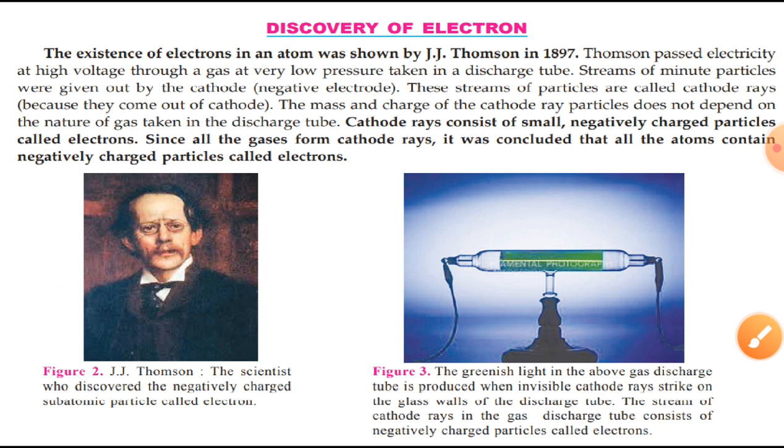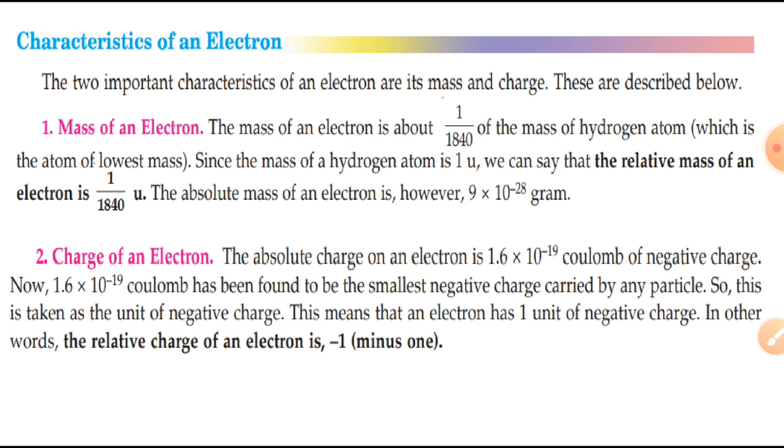Now, as you have seen it, we can now say cathode ray consists of small negatively charged particles called electrons, and all gases form cathode ray. Now we can conclude that all atoms contain a negatively charged particle called electron. So now, characteristics of electron. Students, two characteristics will be noted. First, mass of electron, and second, charge of electron.